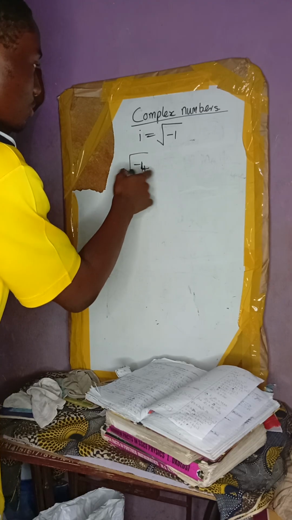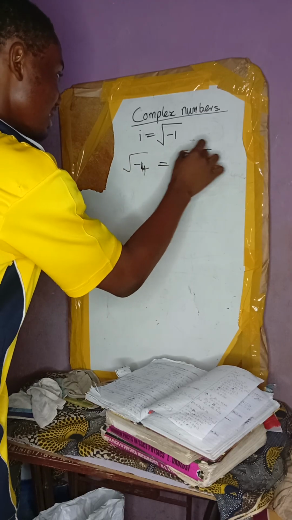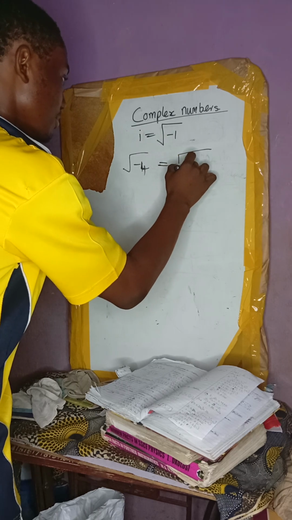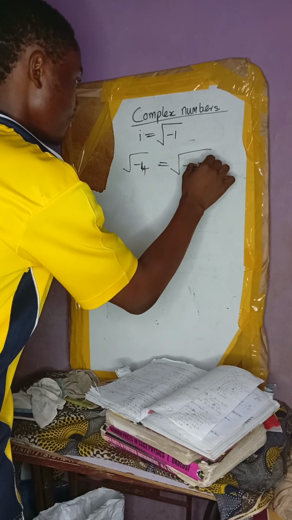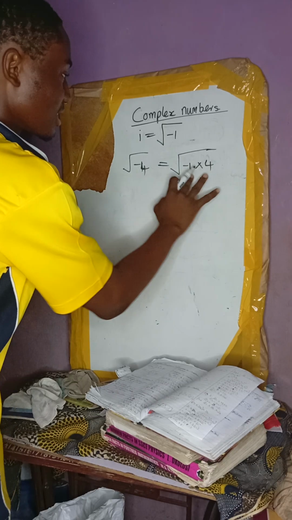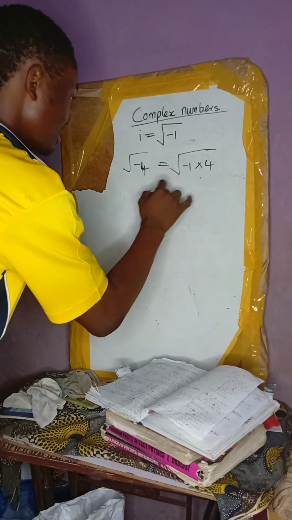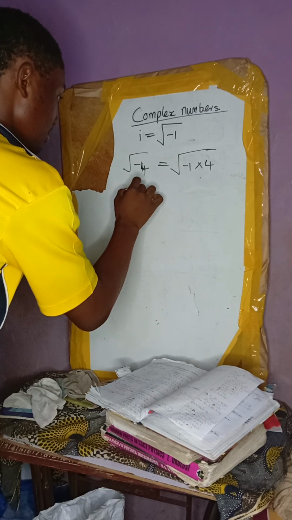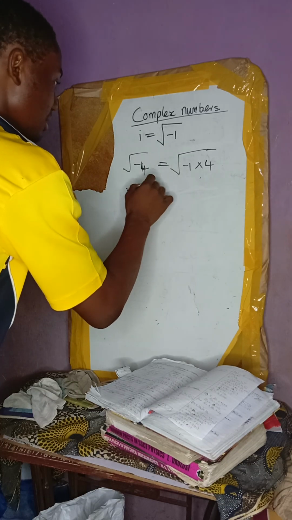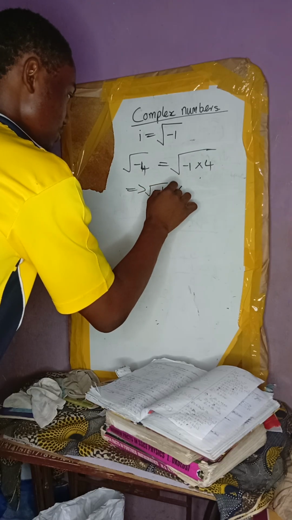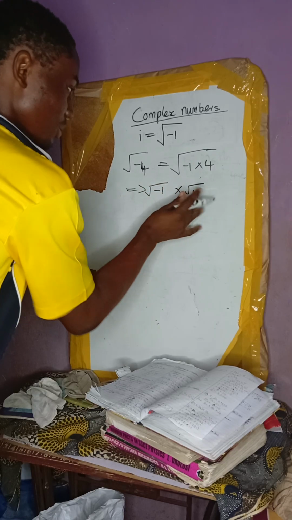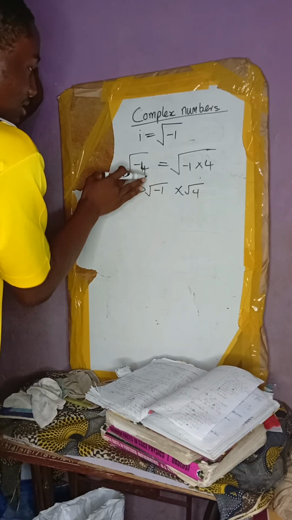Root -4, we know that we can split it like this: -1 times 4. It will still give us root -4. So we bring this down, and we can split the roots using indices. So that is root -1 times root 4. We know we can still bring them back together and also get this.